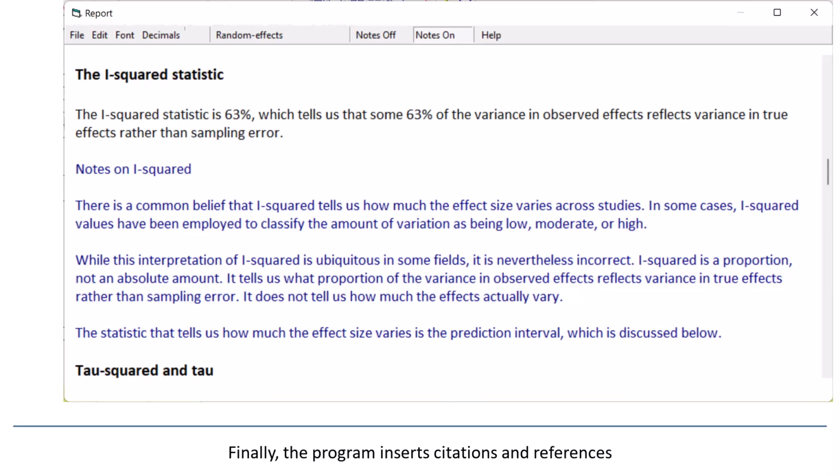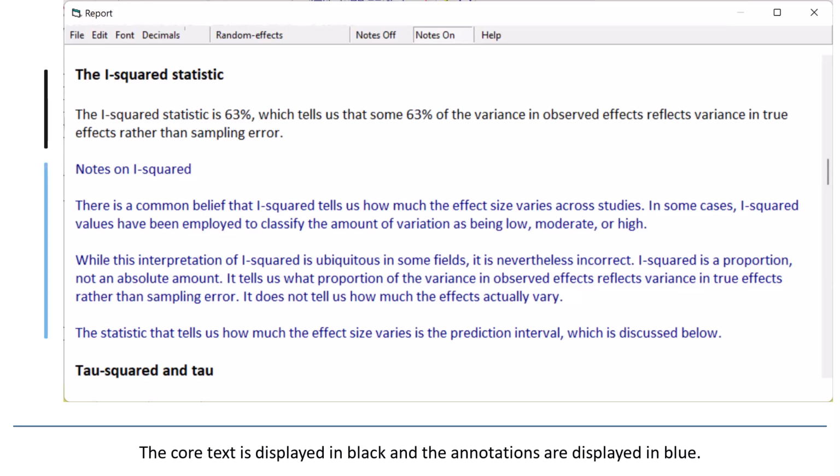Finally, the program inserts citations and references. The report can be exported to other programs such as Word. The core text is displayed in black, and the annotations are displayed in blue.